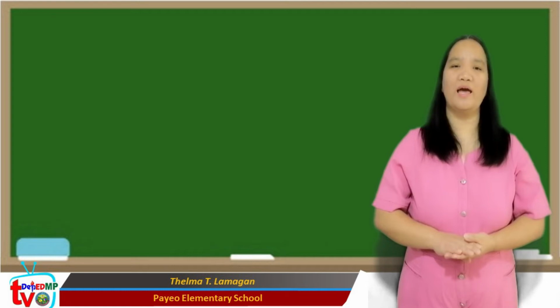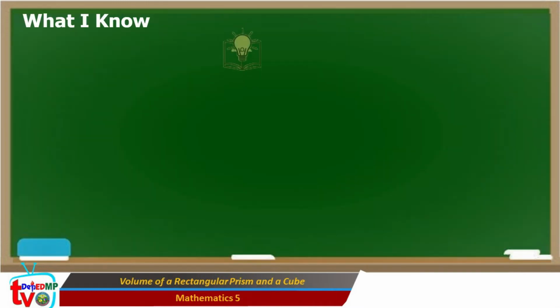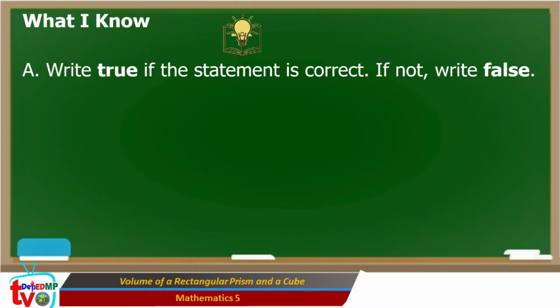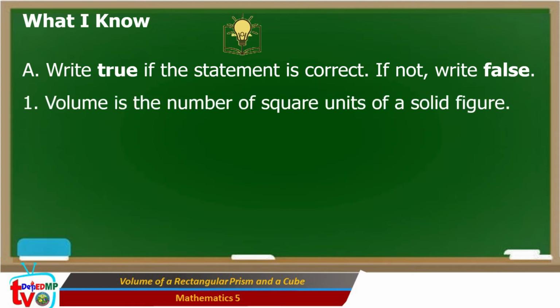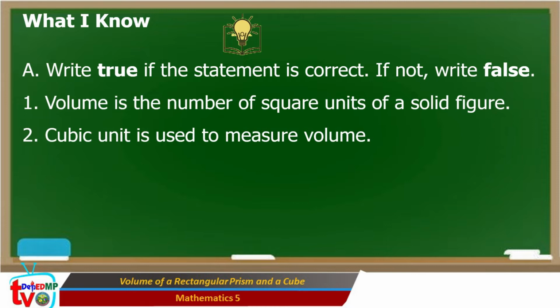Before we continue the lesson, let's find out how much you already know about volume. Answer What I Know on page 3. Here is the instruction. For letter A, write true if the statement is correct. If not, write false. Number 1. Volume is the number of square units of a solid figure. 2. Cubic unit is used to measure volume.